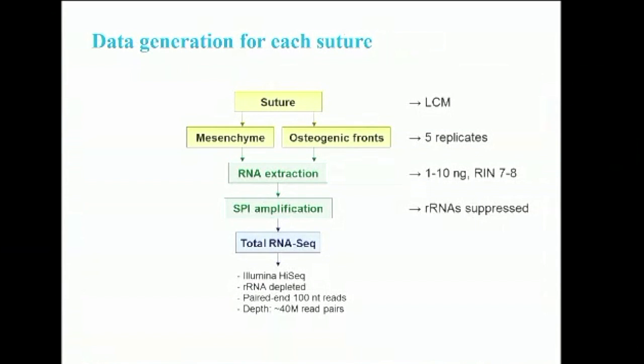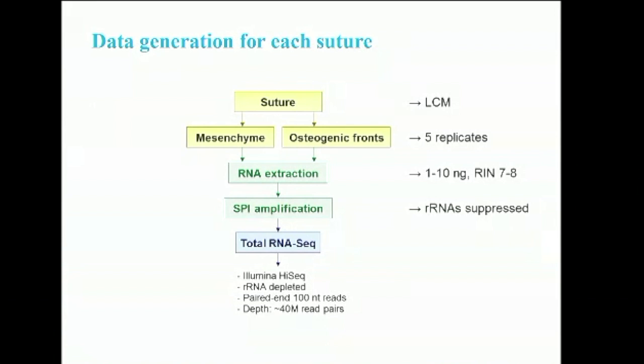For each of the sutures, we are going through the following data generation steps. We dissect the sutures, we get the mesenchyme, we get the osteogenic front. We do 5 replicates, so 5 individual mice for each of these suture subregions. In the case of homologous bones, we pool the osteogenic fronts. In the case of non-homologous bones, we profile each of the osteogenic fronts individually. We do RNA extractions for each of these subregions, and typically we get between 1 and 10 nanograms of RNA, which is not a lot of material, but we get good quality, so RINs of 7 to 8.